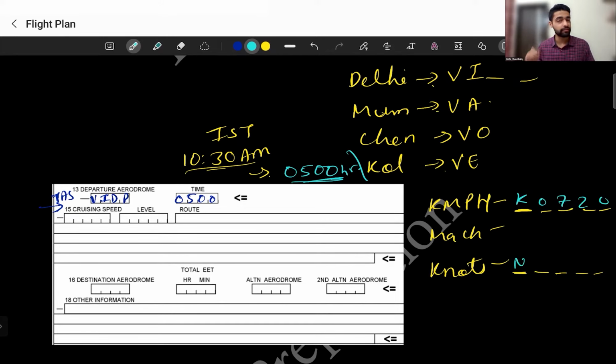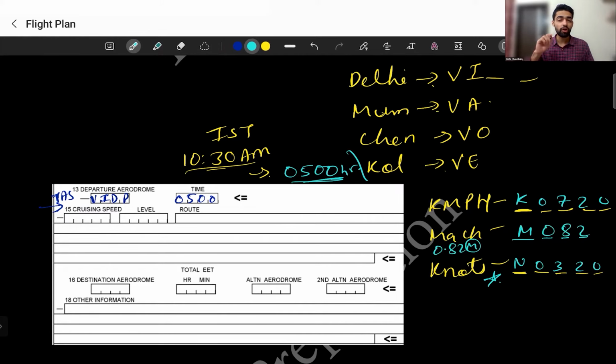Again, this is a DGCA question, so it is very important that it is N. For knots, we write N and not K. So it is N0320. In knots, the values will change, so it will be 0320, something like this. And in Mach, if it is 0.82 Mach, you will write it as 0.82.